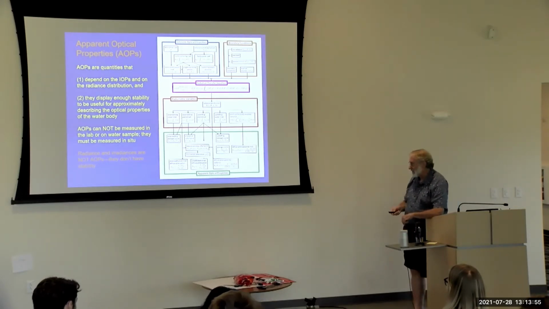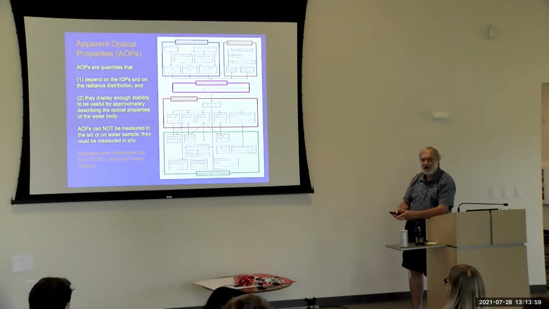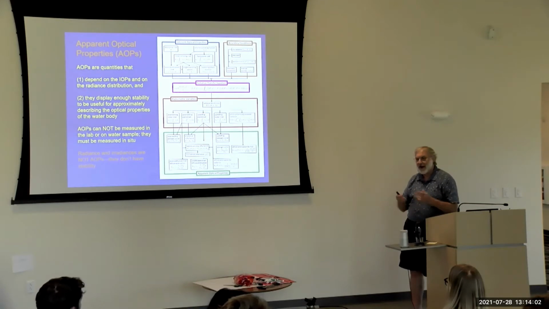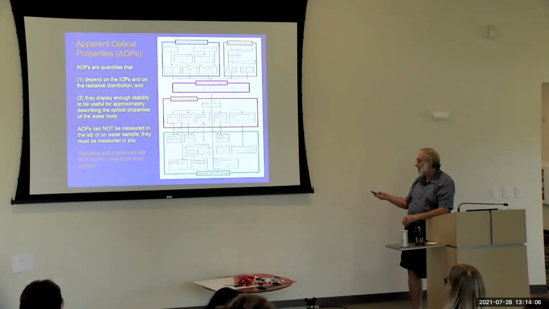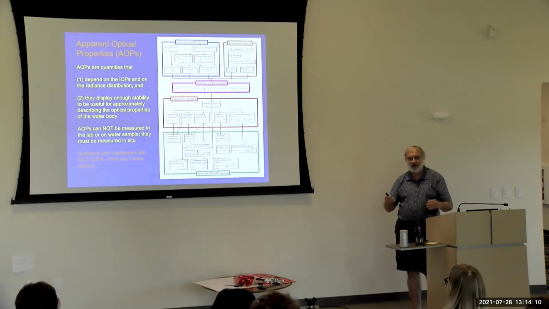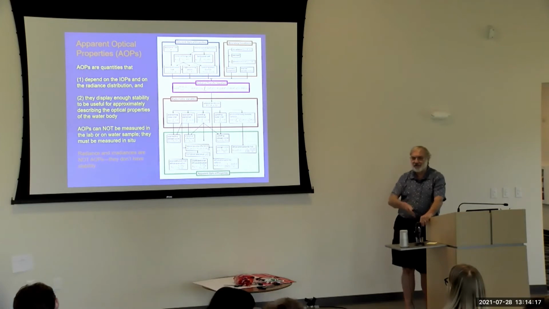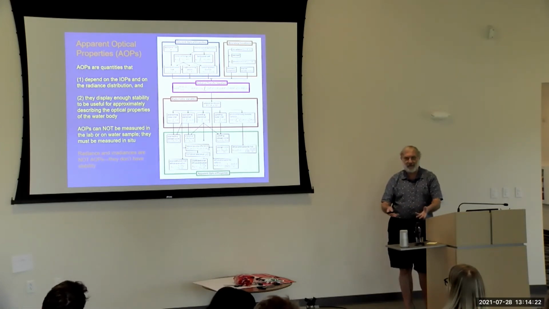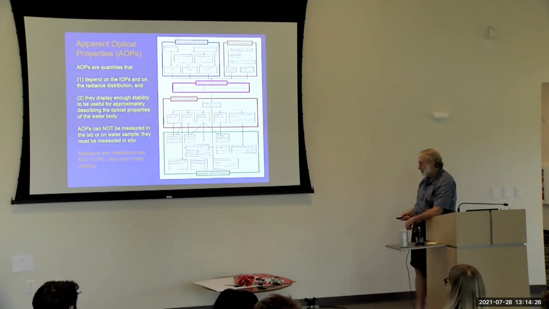Okay, the other thing to remember is that IOPs you can measure in a bucket of water. You did that last week. AOPs have to be measured in situ because they depend on the radiance distribution in the ocean. So you can't go get a bucket of water and run it through your ACS to get absorption and scattering, and then also measure RRS for that water body on the bucket of water. You have to measure the RRS in the ocean.